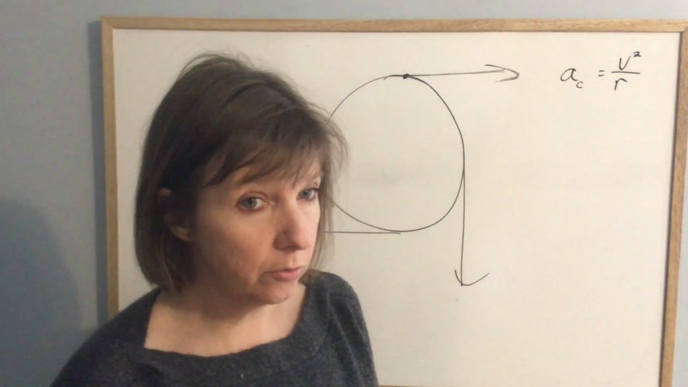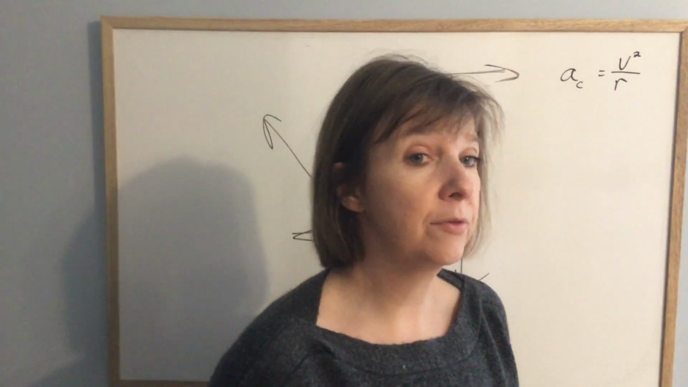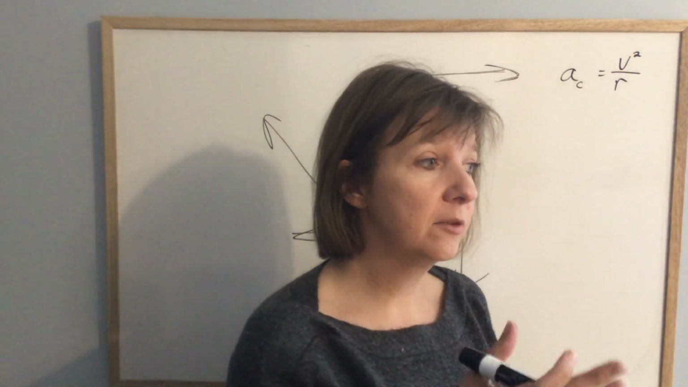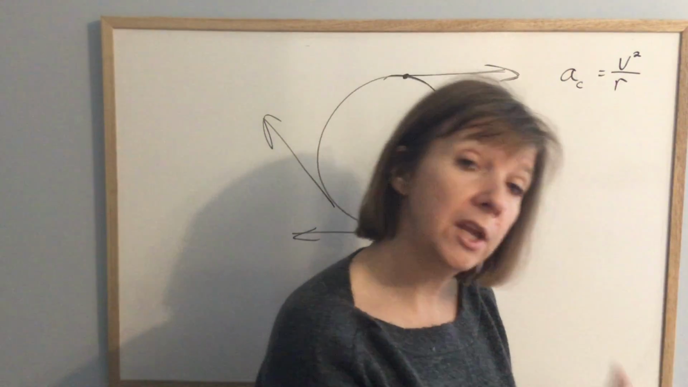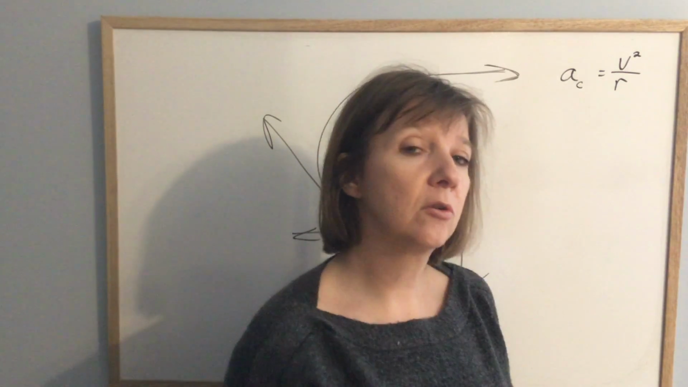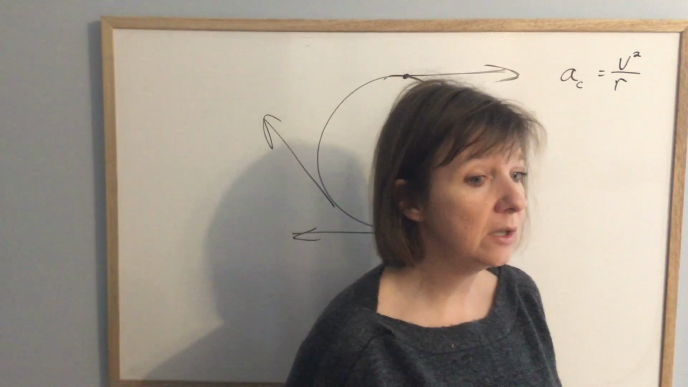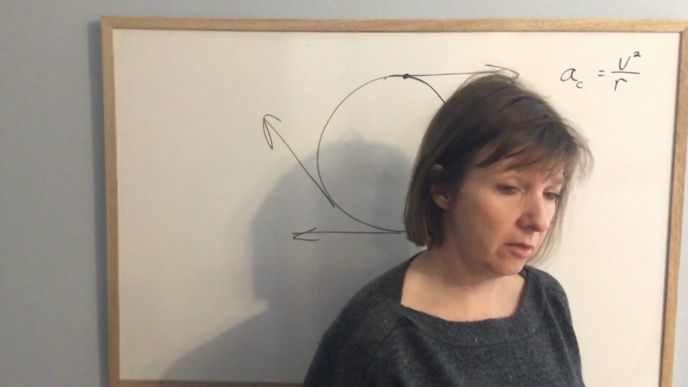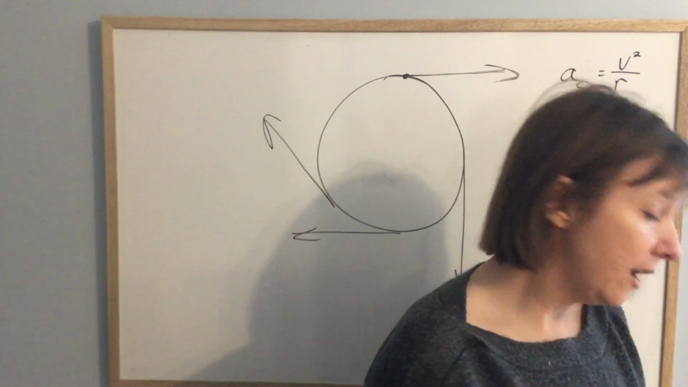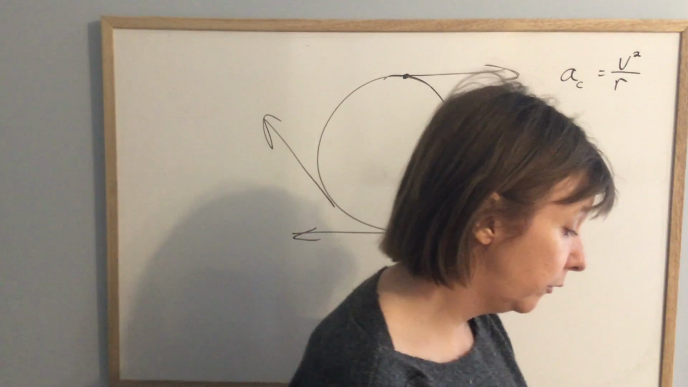Now, according to Newton's law of motion, an object will accelerate only if there's a force to make it do it. If you need to accelerate, there has to be some kind of force to create that acceleration. So if when you're going in a circular path you are constantly accelerating, that means there has to be some kind of a force there. That force we call a centripetal force.